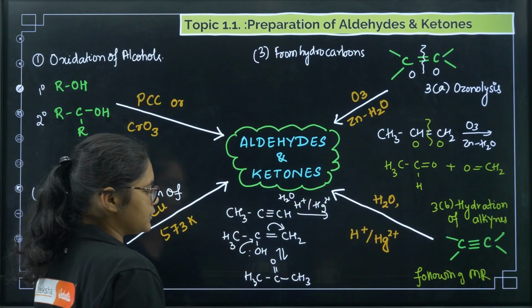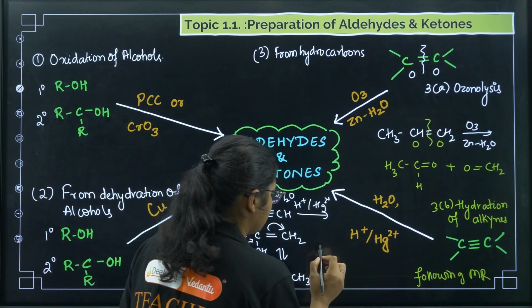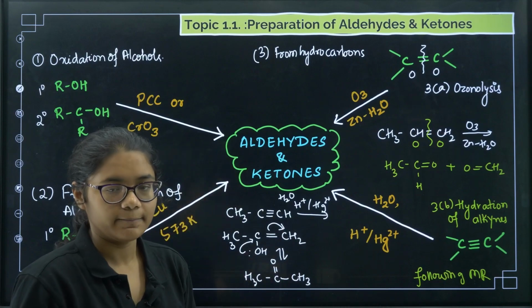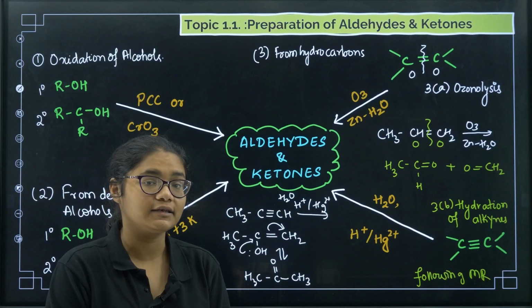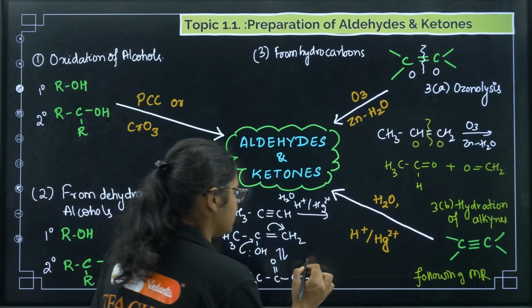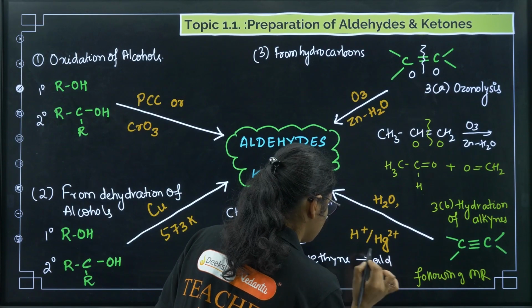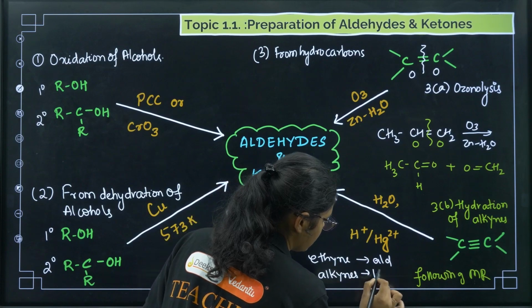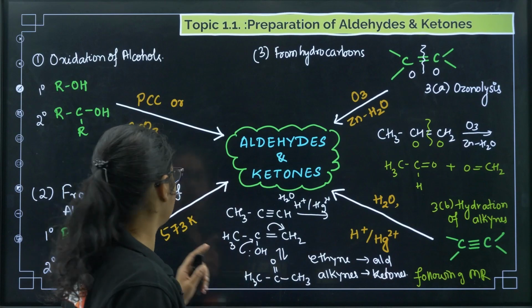Some points that you can remember: if you take any alkyne here, generally you will get ketones. And in case of ethyne, you will get aldehydes. So if you take ethyne, then you will get aldehydes, and with all other alkynes you will get ketones. So this point you can remember.